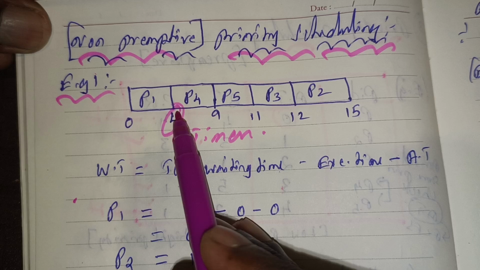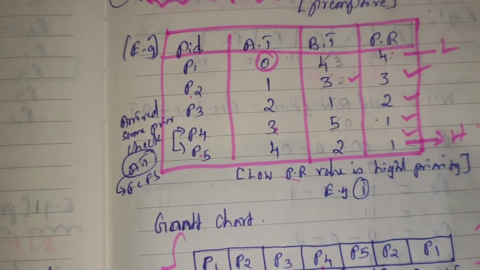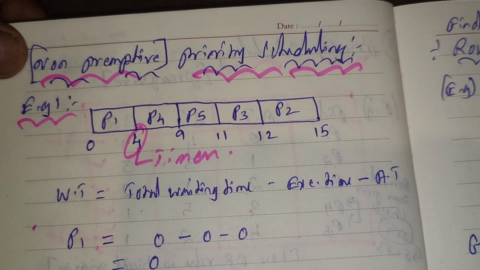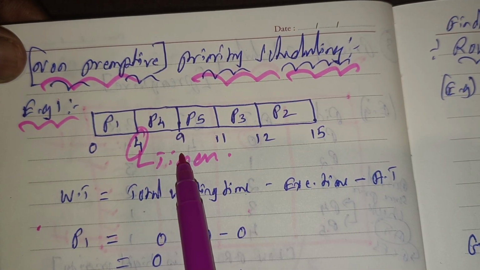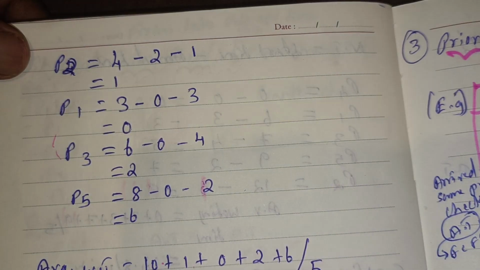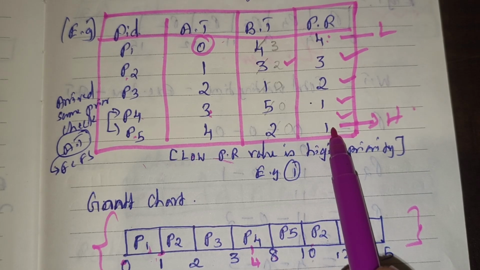Right? So it started with P4 and its burst time. Process 4 burst time is 5. So it is taking the CPU 4 plus 5, 9. Followed by the next highest priority, which is P5. Right? Here it is. After completing P4, the next highest priority is P5.